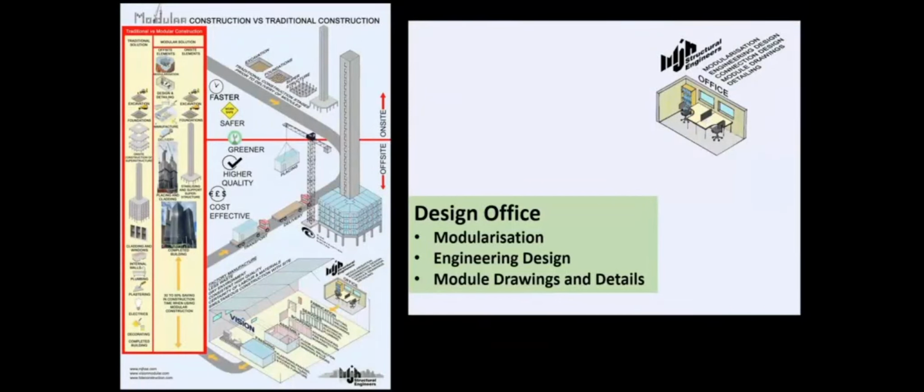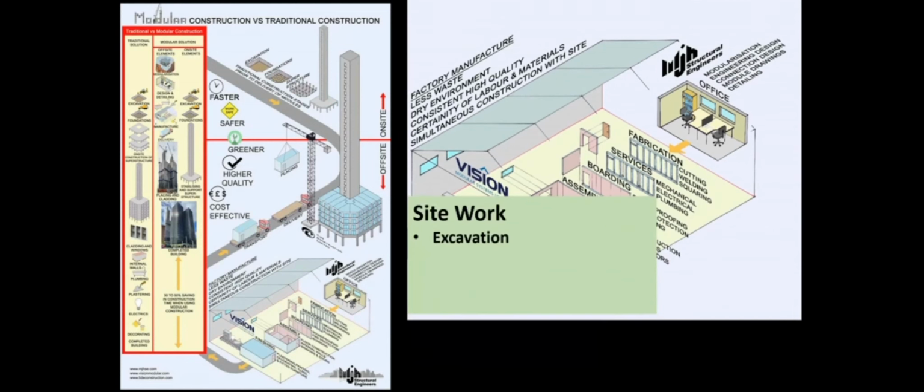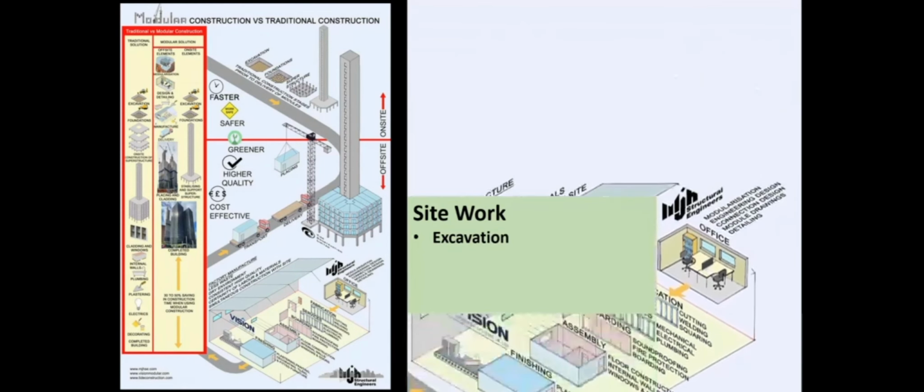For MJH structural engineers, the work starts in the design office with modularization. We do engineering design. We do module drawings and details. Our information is passed to the modular factory where walls are fabricated, services are added to the walls, boarding is added. The units are assembled into 3 dimensions, finished out. And at the same time as work is going on, excavation will commence on site.